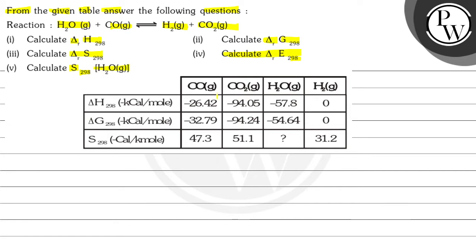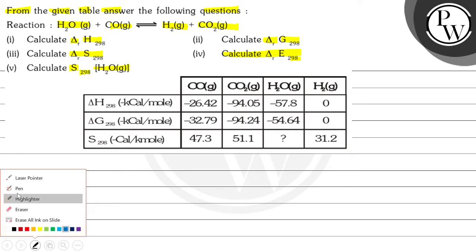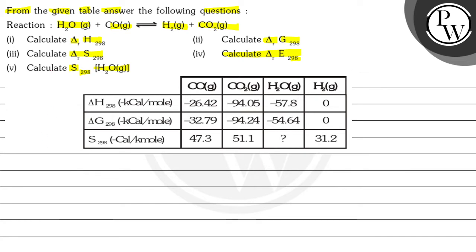Here in this table the data are given, and here we can see that data for entropy for H2O is missing. Now we can calculate one by one. So we will take firstly the first part. We have to calculate change in enthalpy of reaction at 298 Kelvin.